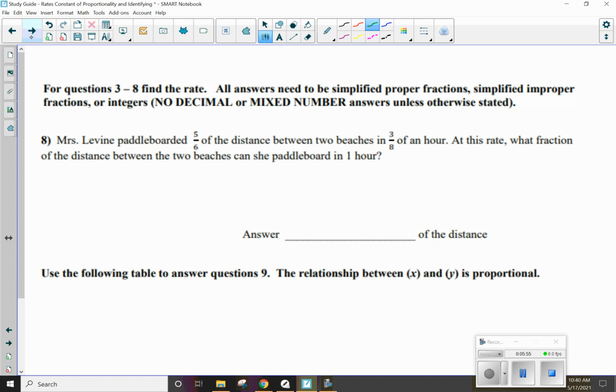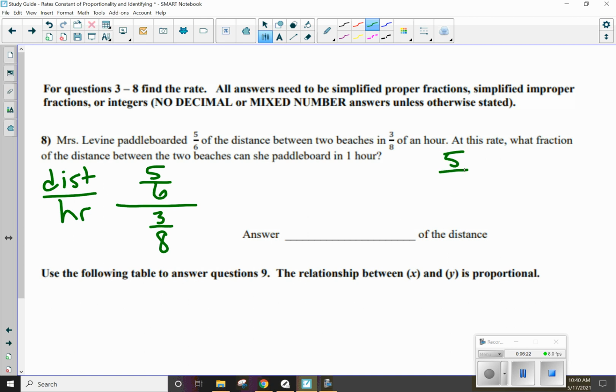Question 8. Mrs. Levine paddleboarded 5/6 of the distance between 2 beaches in 3/8 of an hour. At this rate, what fraction of the distance between the 2 beaches can she paddleboard in 1 hour? So we're looking for distance per hour, which means 5/6 goes on top, 3/8 on the bottom. We're going to set up our division problem.